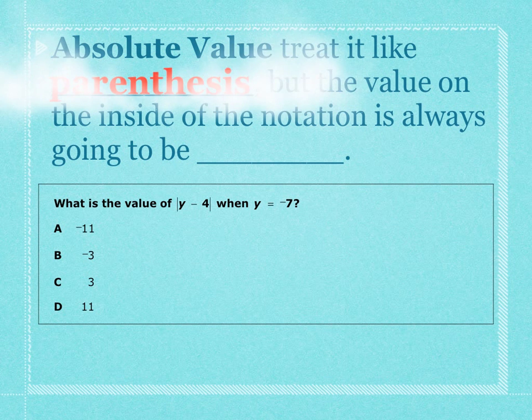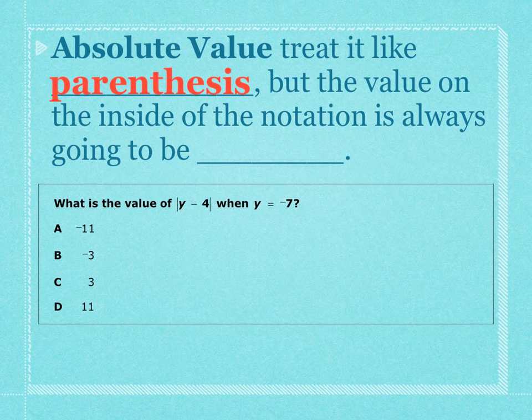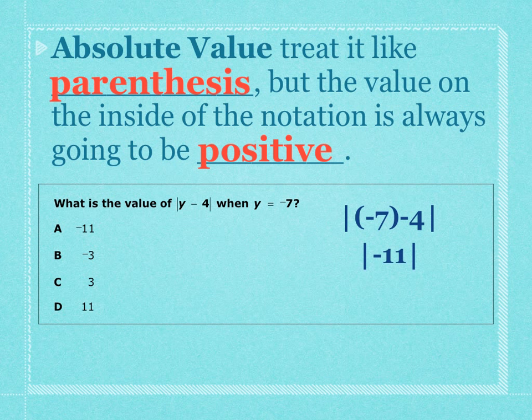Absolute value, you're going to treat it like parentheses, but the value on the inside of this notation is always going to be positive. So this next example says, what is the value of the absolute value of y minus 4 when y equals negative 7? Well, just like before, we're just going to plug in negative 7 for y, but this time we have the absolute value notation, and we do need to keep that. So it's going to be the absolute value of negative 7 minus 4. For right now, we're just going to do negative 7 minus 4. That's what's inside of my absolute value notation. Negative 7 minus 4 is negative 11. But I want to take the absolute value of negative 11, and remember the absolute value is going to turn a negative into a positive. So the absolute value of negative 11 is D, positive 11.